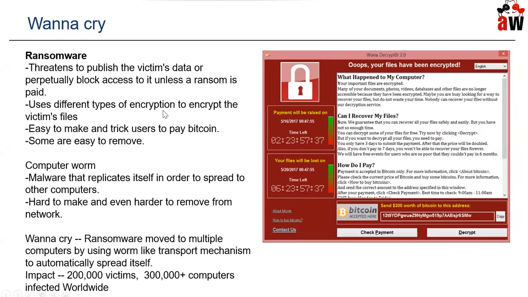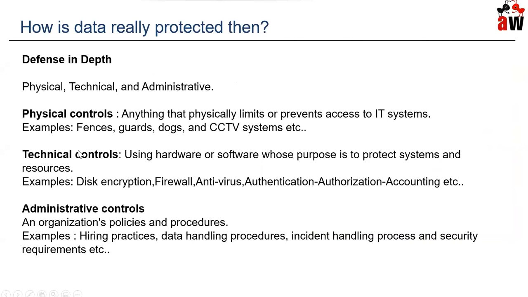Okay, all right. So how do we protect this data? The way we protect this data is using defense in depth. These are the different types of controls that you will learn in the boot camps. You will go over all of these controls, which help you secure your network. I will be focusing more on the technical controls in network security, for example disk encryption, firewall, antivirus, authentication, authorization, and all that.